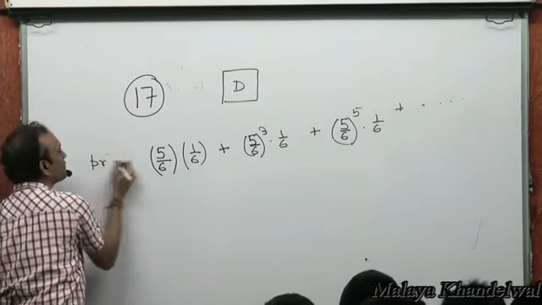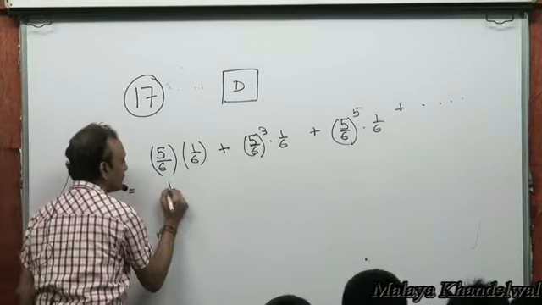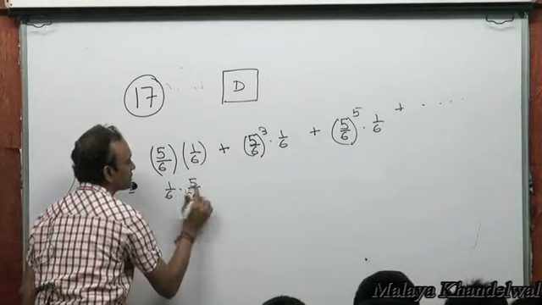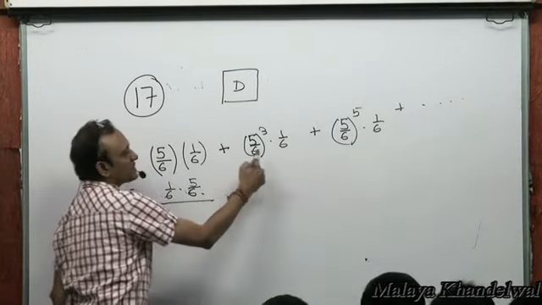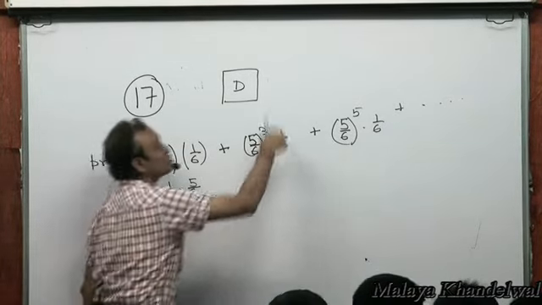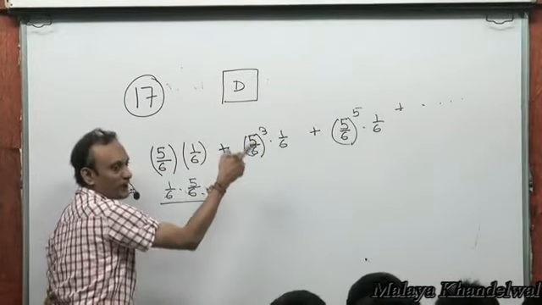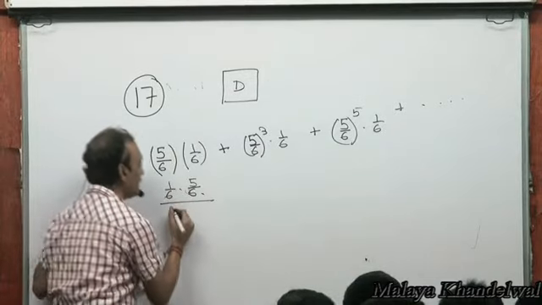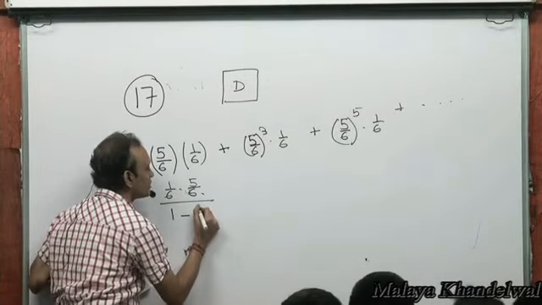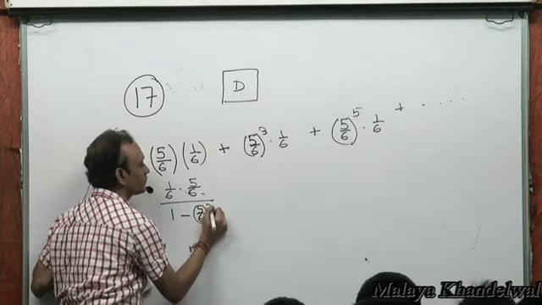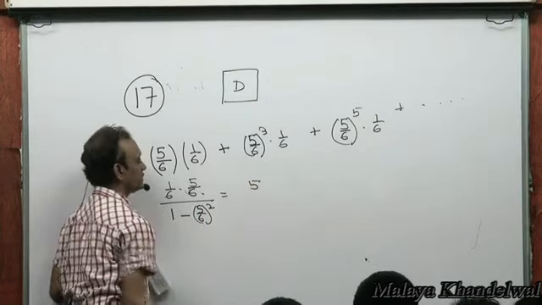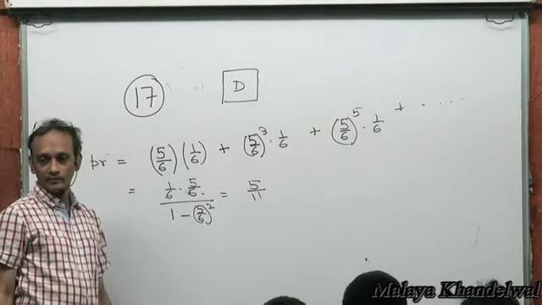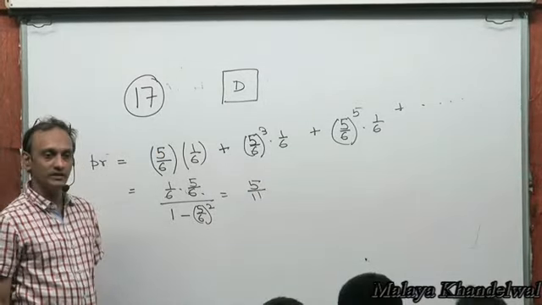This sum would be the required probability, which would be 1/6 times 5/6. It's a GP series with common ratio (5/6)^2. Infinite GP series: a/(1 - r), right? Which is (5/6)^2, which is 5/(36 - 25), 5/11 is the required probability.